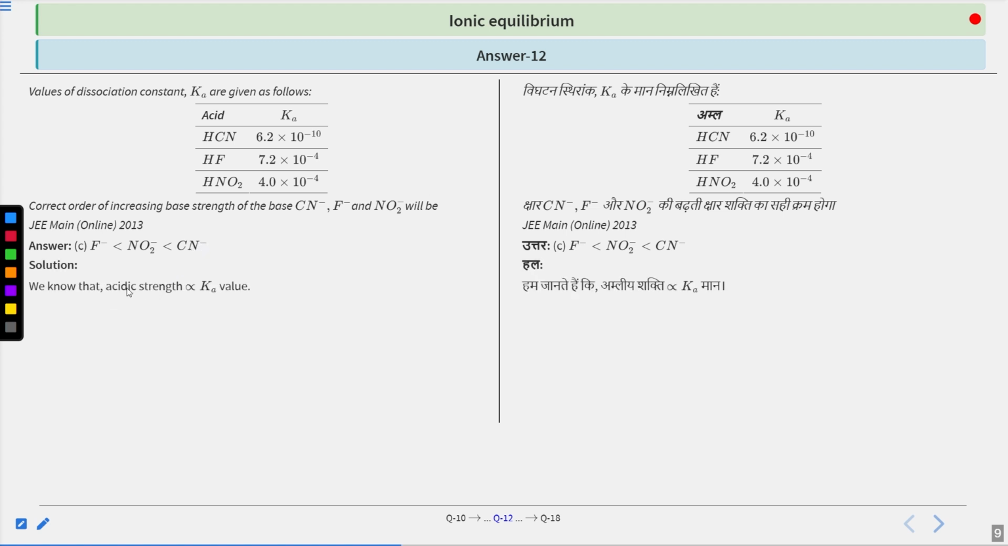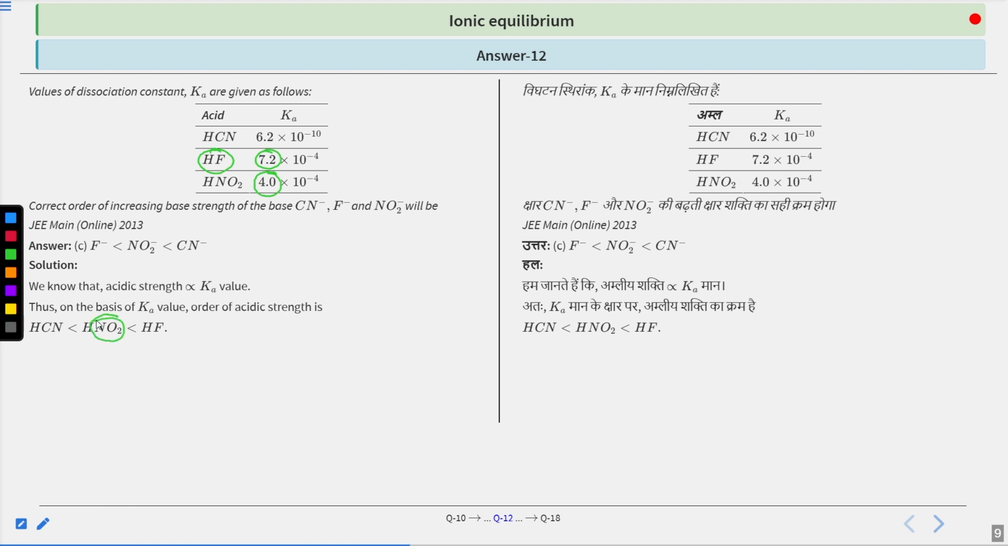We know that the acidic strength of any given acid is directly proportional to the K value. So what is the order of acidic strength? HF is the most acidic with a K value of the order of 10 to the power minus 4. HNO2 is also in the same order, but its initial value, that is 4, is less than this 7.2, so HNO2 is the next strong acid. After that, the weakest acid is HCN, whose K value is of the order of 10 to the power minus 10. Clear? So this is the order of the acidic strength of the given 3 acids.